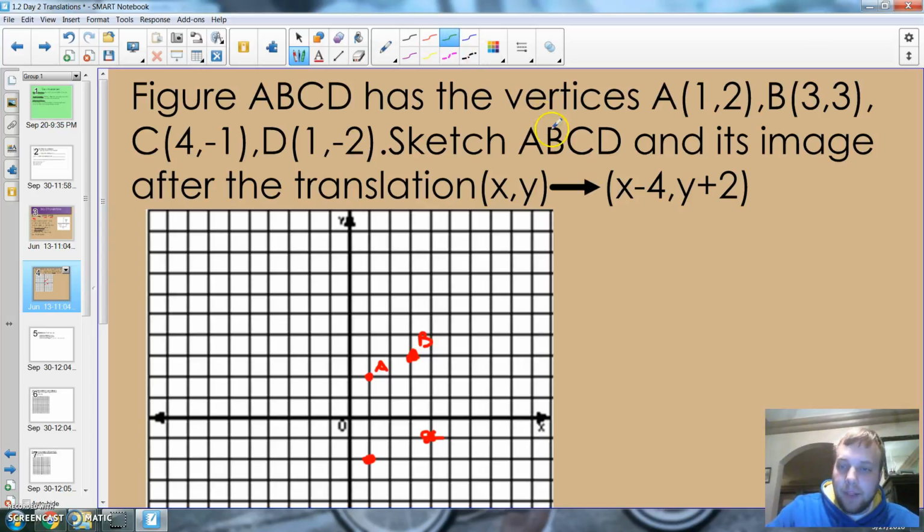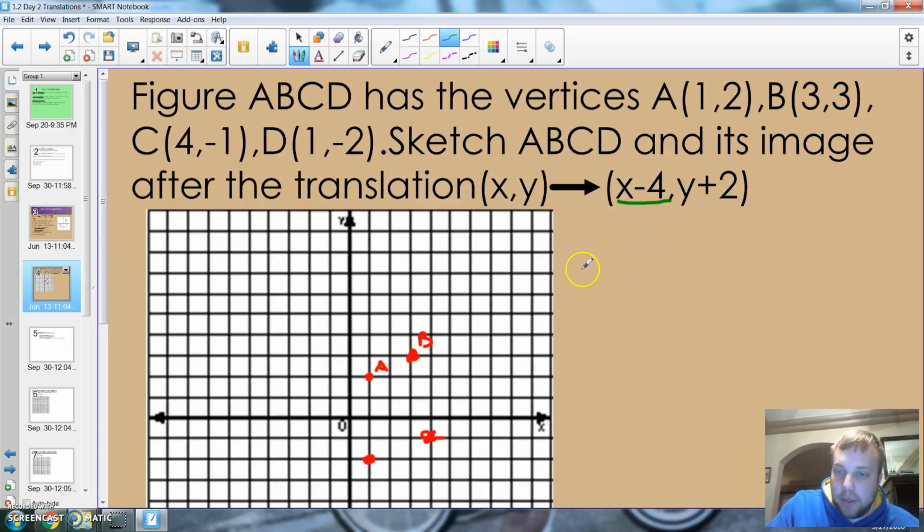Okay. And then it says, what do I want to do to my pre-image? Well, it says -4. That means I want to move every point -4. So remember, this is the x. So I'm going to move every point back 4. Right? And my y, I'm going to move up 2. Because y is up and down. So x says back 4 and up 2. Everything.